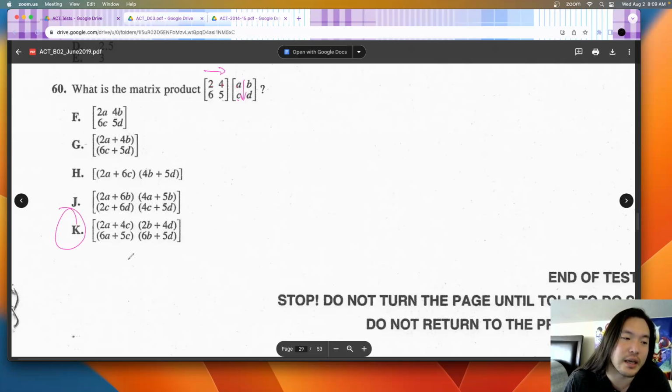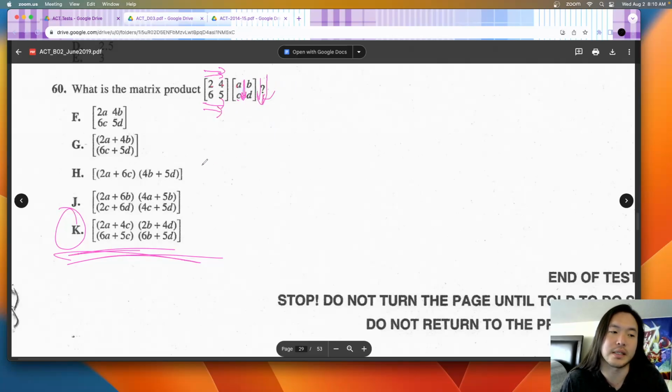The correct answer is actually K. This is actually the definition of matrix multiplication. So the first number, you go across and then down. For the second number, you go across again, but then down the second column. So the second one becomes 2 times B plus 4 times D. For the bottom corner, you go across this way and then down this way, right? So this time you get 6A plus 5C. And then for the last one, you go across on the bottom and then down the right side to get 6B plus 5D.